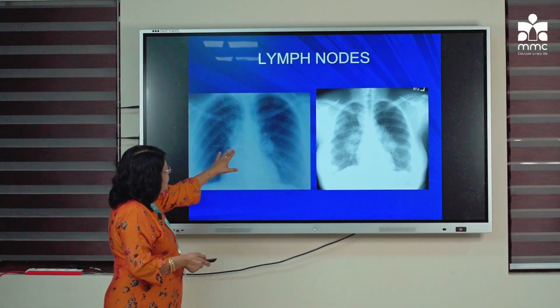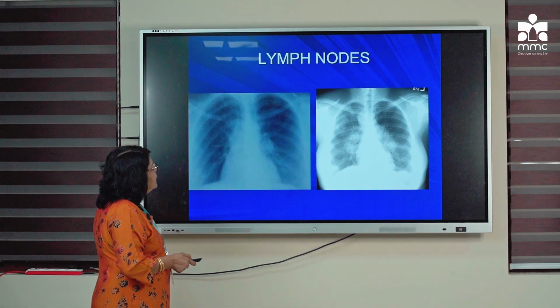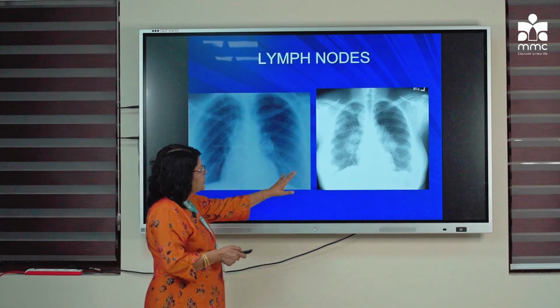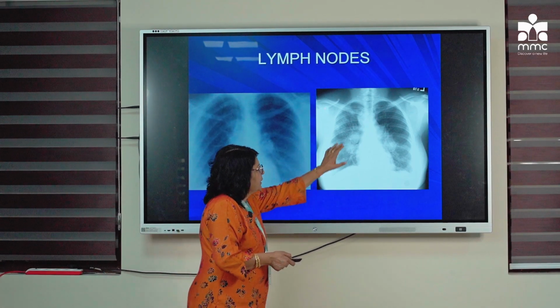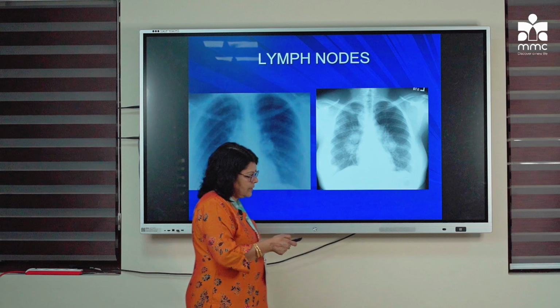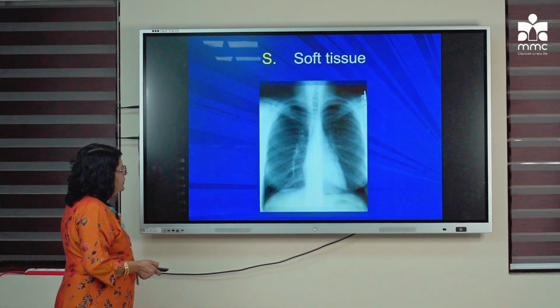Then you get the lymph nodes in the hilum. As I said, the contents of the hilum are lymph nodes also, not only vasculature. So you can see a right paratracheal lymph node, bilateral lymph nodes. This is a case of sarcoidosis.